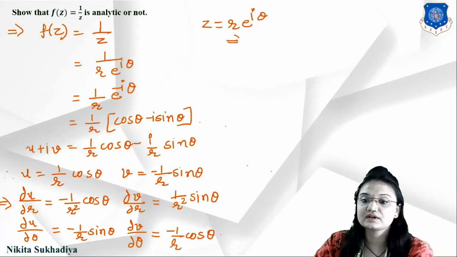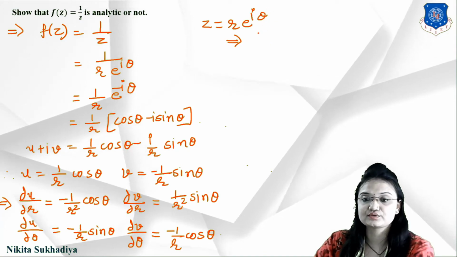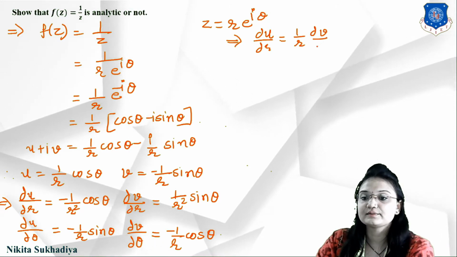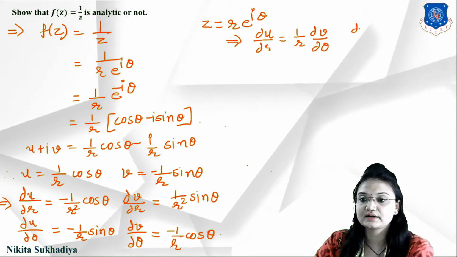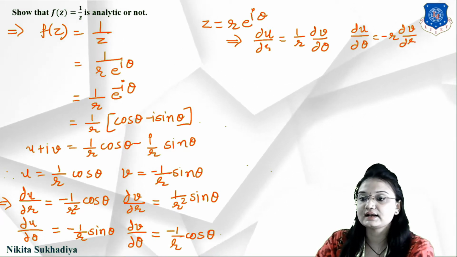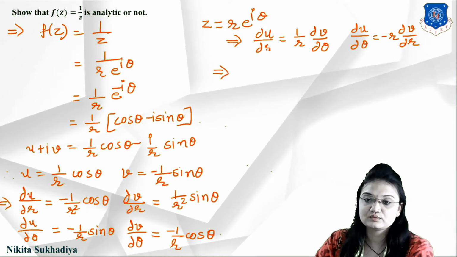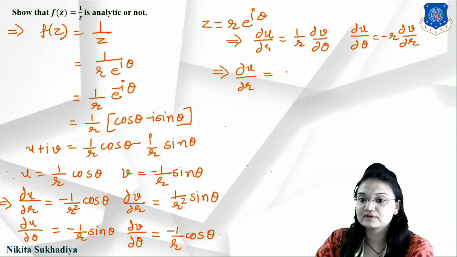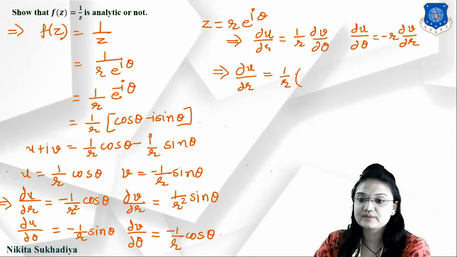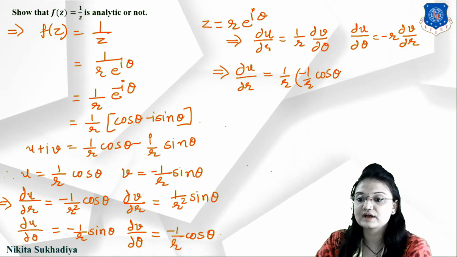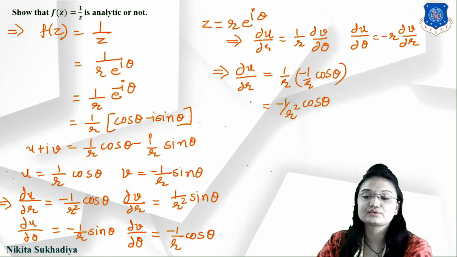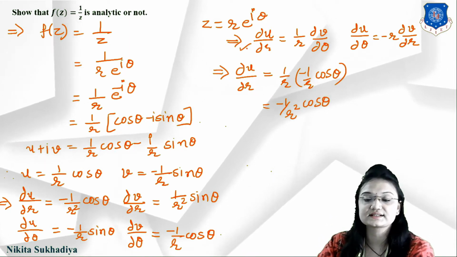Okay, so here we have the CR equations. The first one is del u by del r is equal to 1 upon r del v by del theta, and the second is del u by del theta is equal to minus r del v by del r. Okay, so let's check del u by del r. Del u by del r is equal to 1 upon r times del v by del theta, and that is minus 1 upon r cos theta. So this is nothing but minus 1 upon r square cos theta, which is equal to del u by del r. So condition number 1 is satisfied.